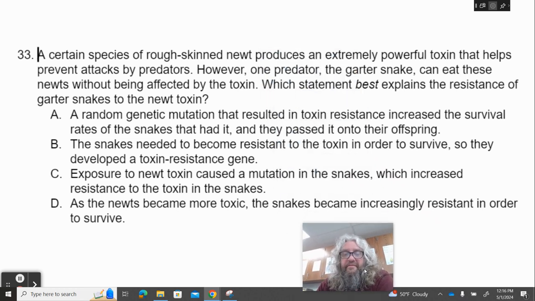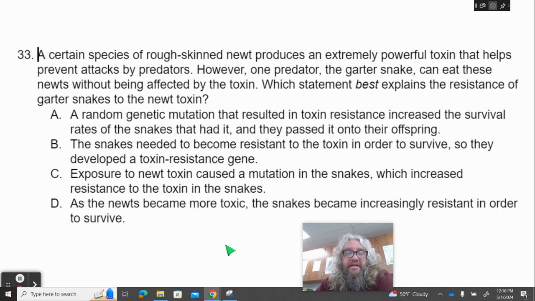And number 33. A certain species of rough-skinned newt produces an extremely powerful toxin that helps prevent attacks by predators. However, one predator, the garter snake, can eat these newts without being affected by the toxin. Which statement best explains the resistance of the garter snakes to the newt toxin?